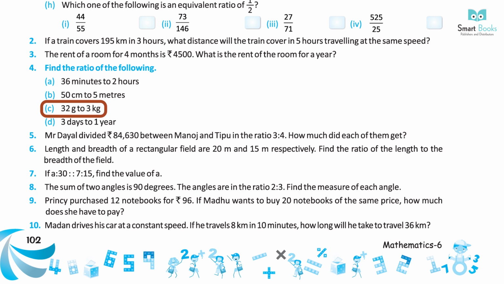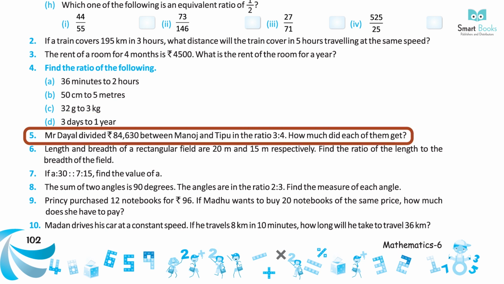Solution: 4:375. D. 3 days to 1 year. Solution: 3:365. Question 5. Mr. Dayal divided rupees 84,630 between Manoj and Tapan in the ratio 3:4. How much did each of them get? Solution: Manoj equals rupees 36,270. Tapan equals rupees 48,360.